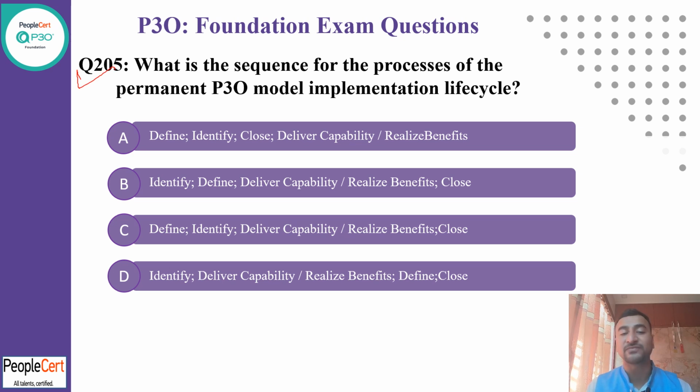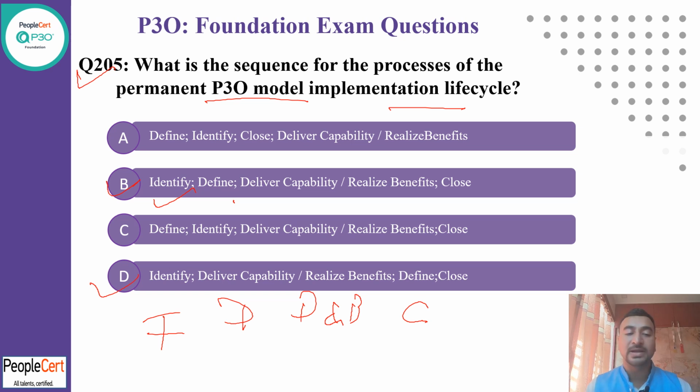Question 205: what is the sequence of the processes of the permanent P3O model implementation lifecycle? So that is very clear. As I told you: identify, define, deliver, realize the benefit, and finally closing. There are two options where we start with identify. Deliver is not the second in sequence, so define would be second, third would be deliver capability, then realize, and finally close. So B is the most correct.